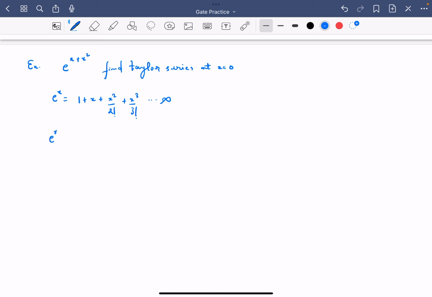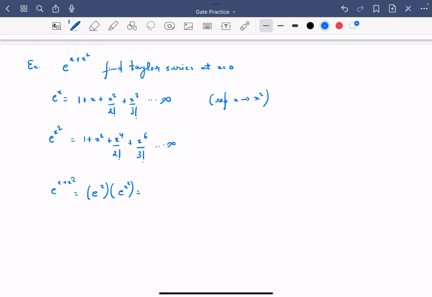e raised to x square, the Taylor series will be what? You replace x with x square here. You'll get 1 plus x square plus x raised to 4 by 2 factorial plus x raised to 6 by 3 factorial, so on till infinite. So the Taylor series expansion of e raised to x plus x square is nothing but equal to the Taylor series of e raised to x times the Taylor series of e raised to x square.